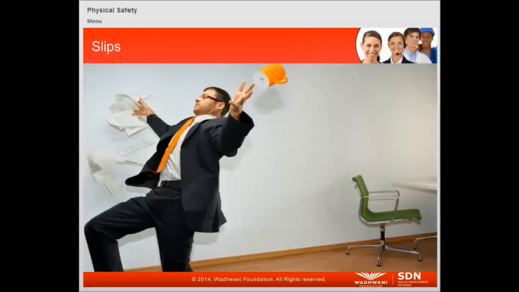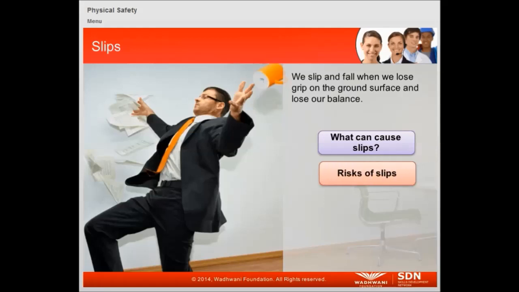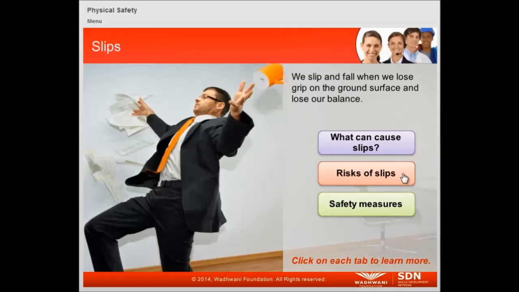Let us start with slips. We slip and fall when we lose grip on the ground surface and lose our balance. Now let us see the various causes of slips, the risks involved, and the safety measures to prevent them. Click on each tab to learn more.